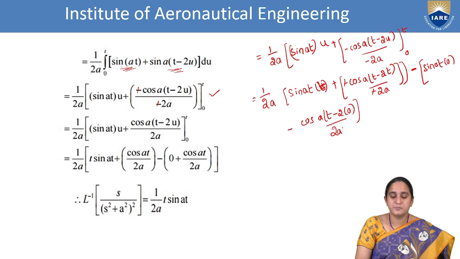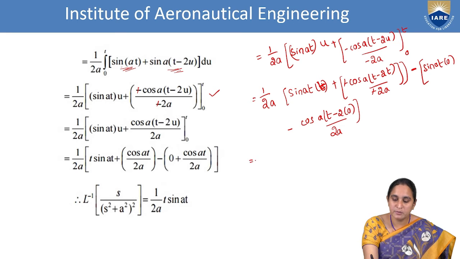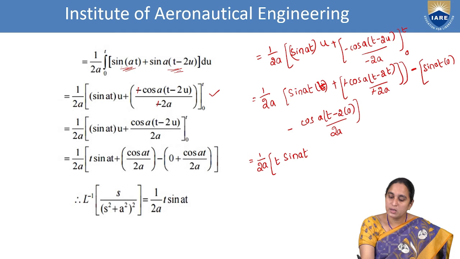Okay, now we are substituting the upper limit and lower limit points here. After that, 1 by 2a into t sin at, plus cos a of (t minus 2t). If you subtract, t minus 2t means what? T only. And cos at, it is cos at by 2a.